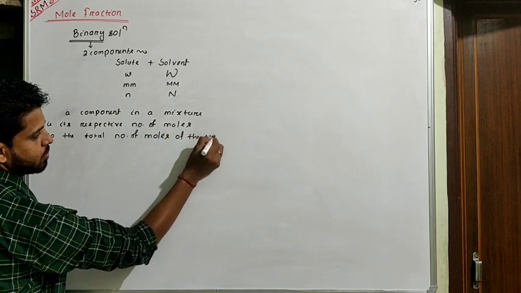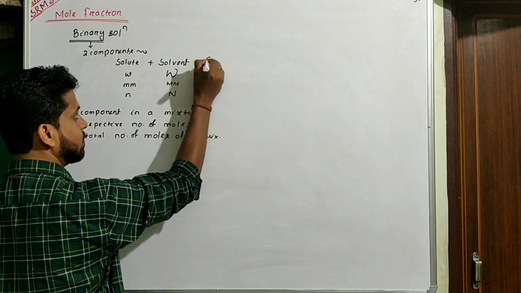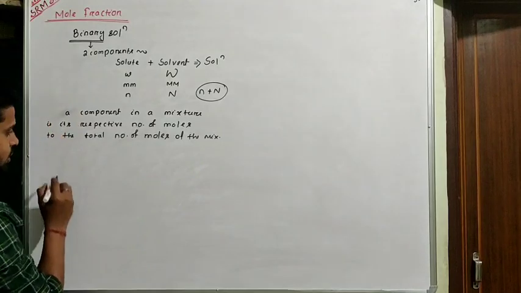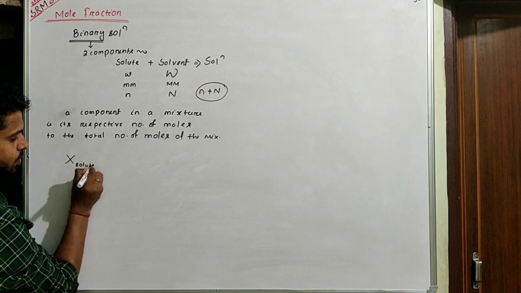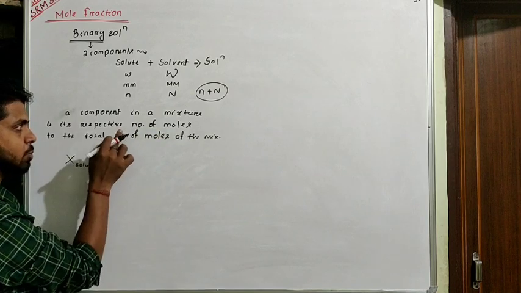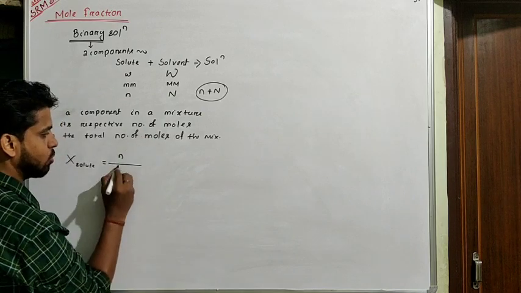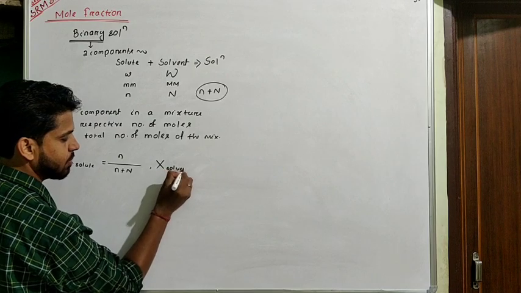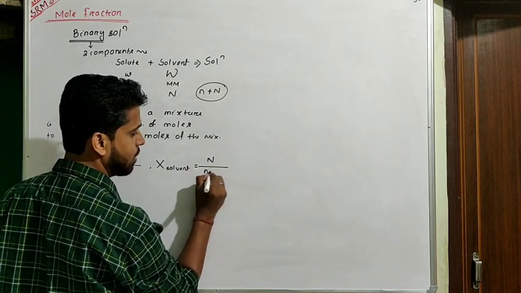Of the mixture. That means we are taking into account the resulting solution. Total number of moles is how much? n plus N. So that's why the mole fraction of solute is equal to the respective number of moles of that component, that is the solute's number of moles, small n, divided by total number of moles, n plus N. Similarly, the mole fraction of the solvent is equal to capital N by n plus N.